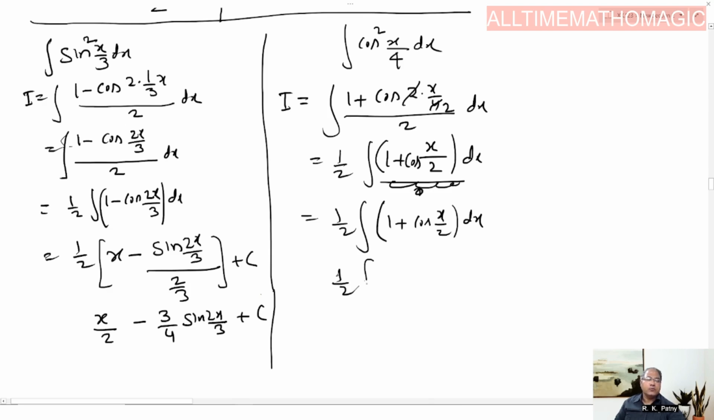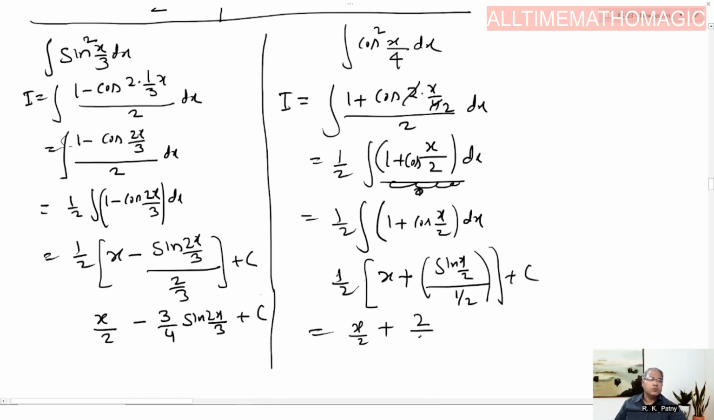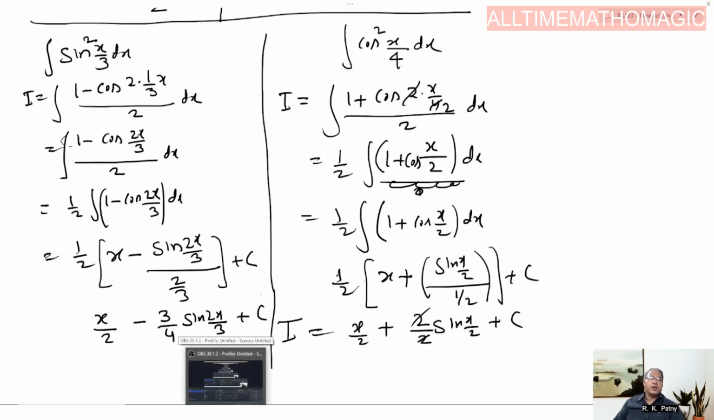Here 1 by 2 integration of 1 is x, and integration of cos x by 2 is sin x by 2 upon 1 by 2, plus c, which is nothing but x by 2 plus 2 upon 2 sin x by 2 plus c. This can cancel. So this way we can do the integration of cos square x upon 4, whatever the number is there, we don't bother about the number, whatever the number we can perform the integration.